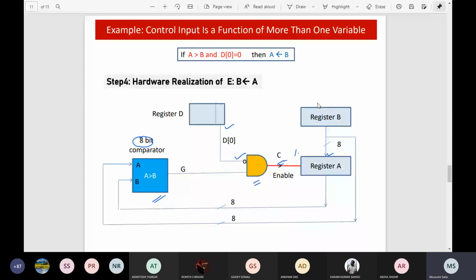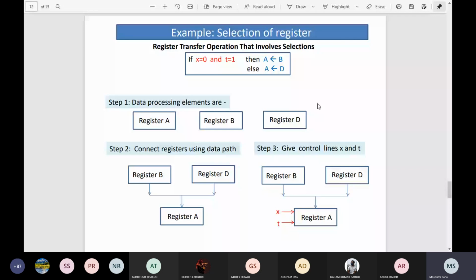Another example: if x equals 0 and t equals 1, then transfer B to A, and if x equals 0 and t equals 1 is not true, at that moment transfer from register D to register A. So what are the basic components we need to design? Registers A, B and D. 3 registers are required to design this type of problem.